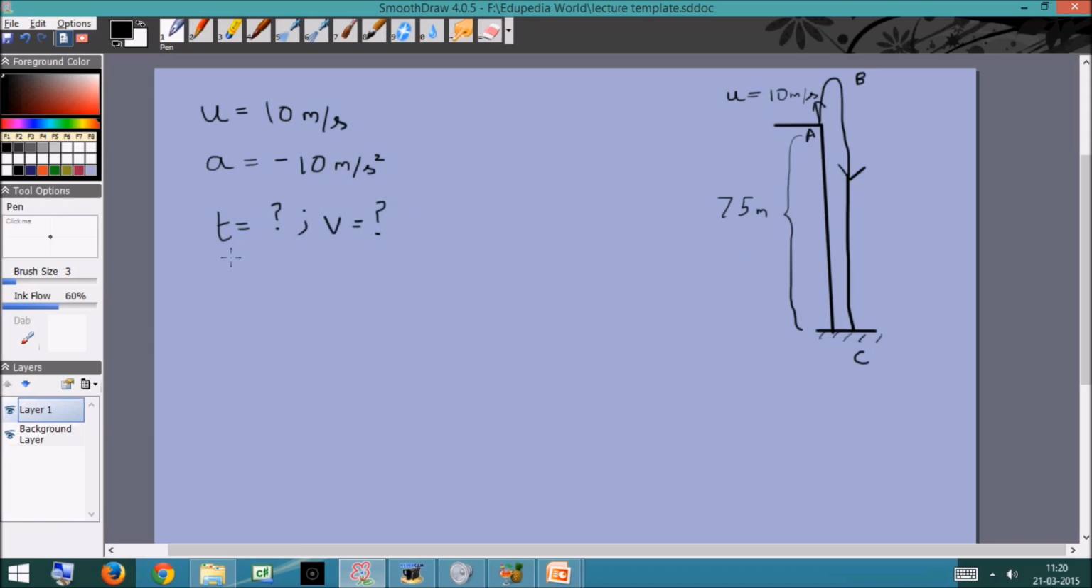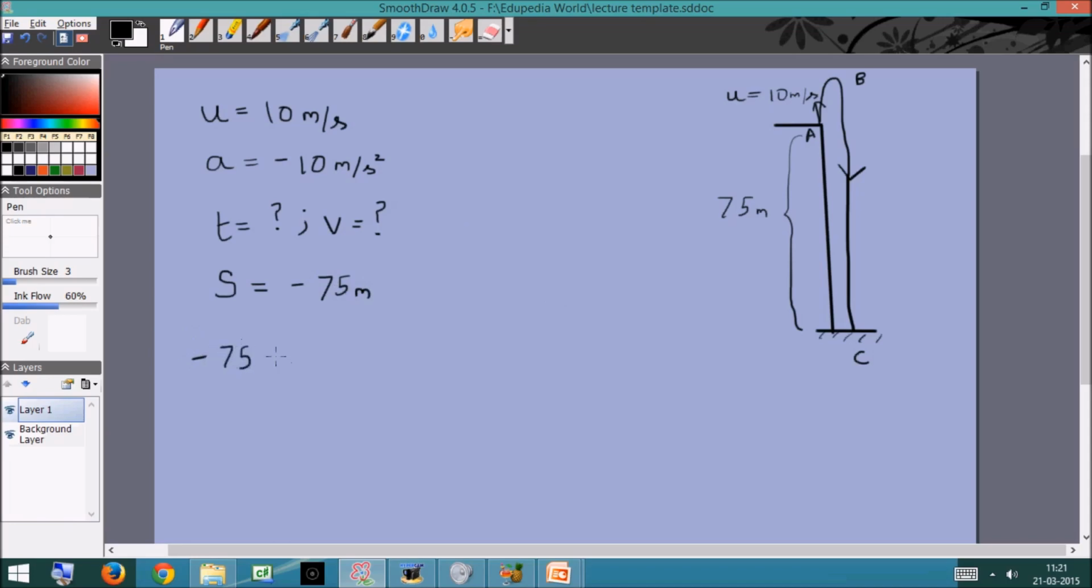But remember, we need 3 and we can find out the other 2. Do we know the displacement? Yes, we do know the displacement between A and C is the height of the building. But actually it's minus 75 meters since C is 75 meters below A. We need to find out t. So we can use the second equation.